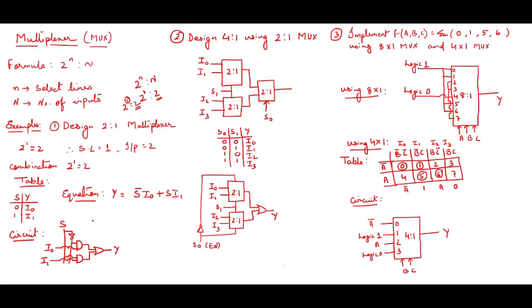If you want to test it out, you can test it out. Let's say I will test it out. I'm putting 0 over here, and I'm putting the value of I0 as 1 and this I1 as 0.